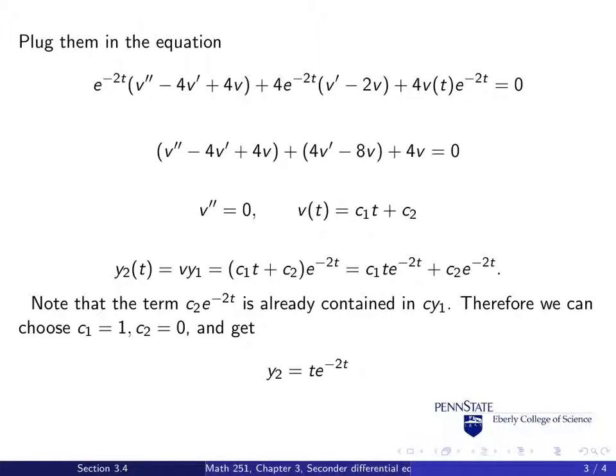So what can we do? Well, we can just take c2 to be 0, so this term will be gone, and we take c1 to be 1, and that will be the simple expression for y2, which is t times e to the negative 2t, which is of course the same as the y2 we obtained in class using the fast method number 3. Okay.